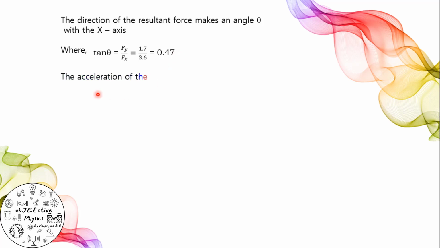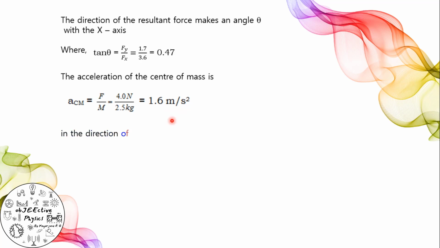0.47. The acceleration of the center of mass, that is ACM, is equal to capital F by capital M, that is equal to 4 newton divided by 2.5 kg, or that is equal to 1.6 meter per second square in the direction of the resultant force. Acceleration is acting in the direction of the resultant force.